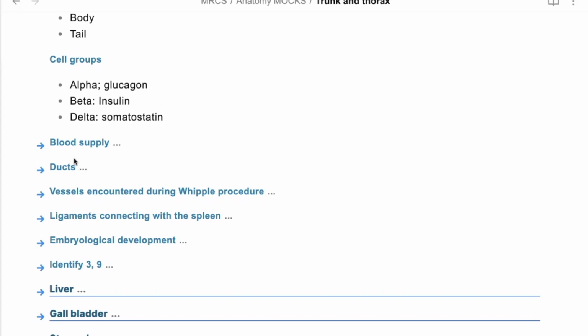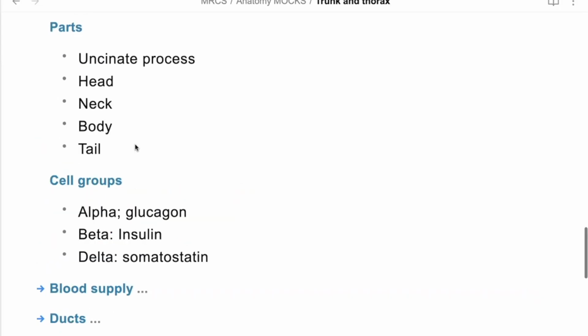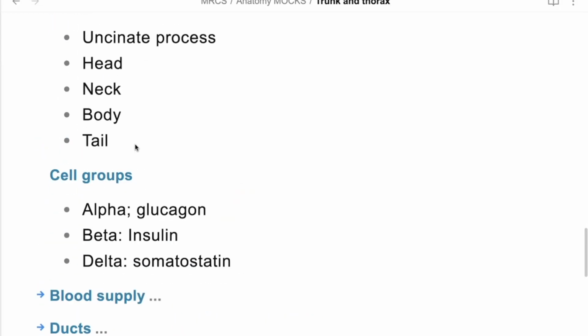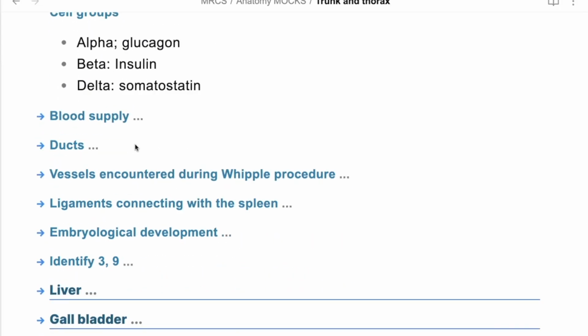The blood supply of the pancreas. Yes, there's an arterial and venous supply. The arterial blood supply comes from the splenic artery, from the celiac trunk, and the superior and the inferior pancreaticoduodenal artery. Yeah. This is the arterial supply. The venous supply, it comes. I don't remember the venous blood supply.